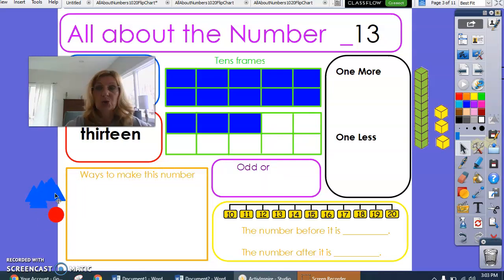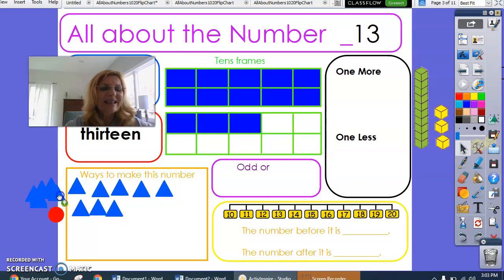How about if we use triangles and make 13? So we will need 13 triangles. Can you help me count? Let's go. 1, 2, 3, 4, 5, 6, 7, 8, 9, 10, 11, 12, 13.